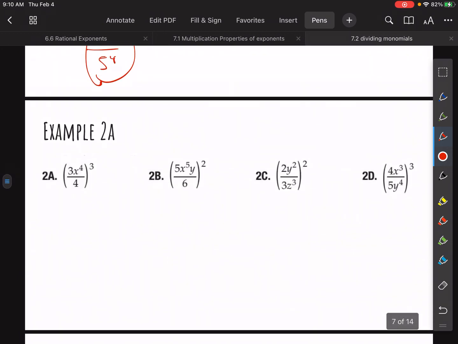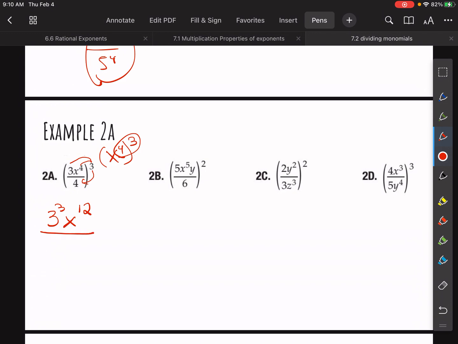So here they want you to practice that, right? If I distribute this 3, make sure you distribute it to all pieces. So this is going to be 3 to the 3rd power, and then we have x to the 4th power. But going back to last time, if we have x to the 4th power to the 3rd power, remember that we multiply those. So that's the same thing as x to the 12th.